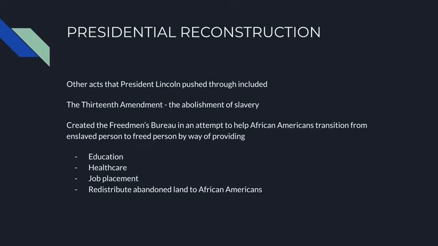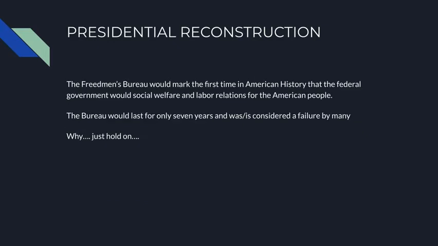And so the Freedmen's Bureau was this way of trying to create a system to help African Americans who were once enslaved, now are free. It's a way to help them, right, in education, healthcare, job placement, and then to redistribute abandoned land to African Americans. The Freedmen's Bureau would mark the first time in American history that the federal government would dip into social welfare and labor relations for the American people.